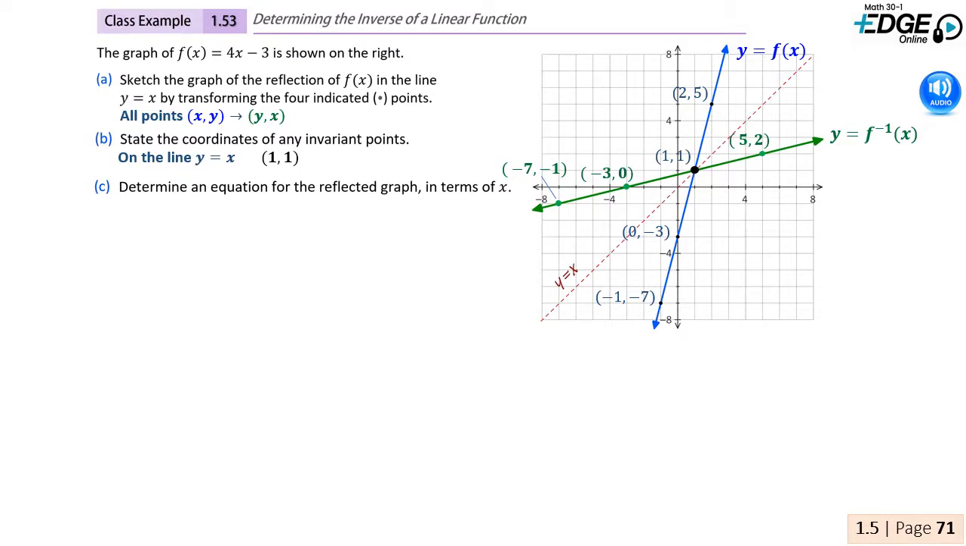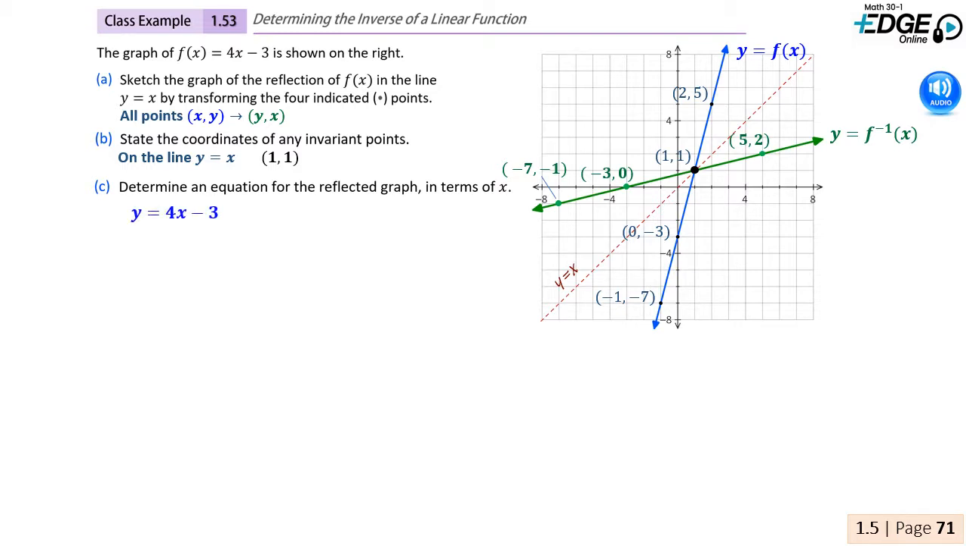In order to determine the invariant points, we can either graph the line y equals x, or in this case, just find the intersection point at 1 and 1. We see here, this is the only point for which the x and y coordinate are both the same.